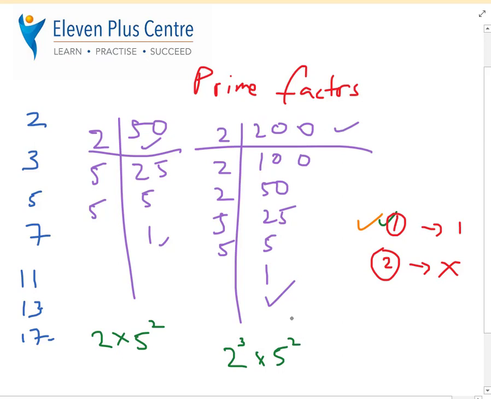Okay, so sometimes, not always, sometimes they'll just ask you for a product of the prime factors. Sometimes they'll say write the answer in short or as an index, and then this is what you must do.